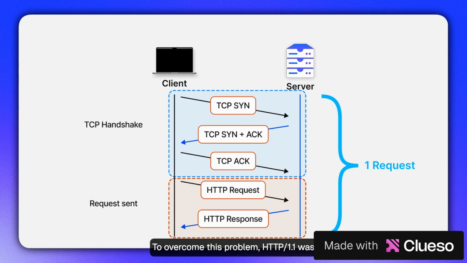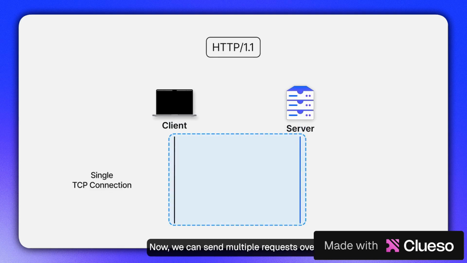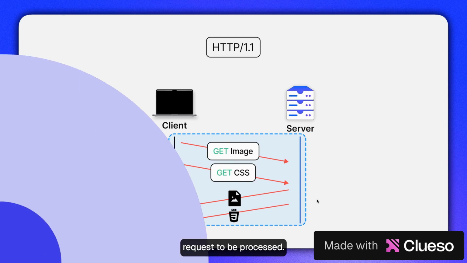To overcome this problem, HTTP 1.1 was introduced to make the process fast. Now, we can send multiple requests over a single TCP connection. However, HTTP 1.1 works like a single route. Only one request can be processed at a time on a connection. If one request gets delayed, the others will have to wait for the previous request to be processed.